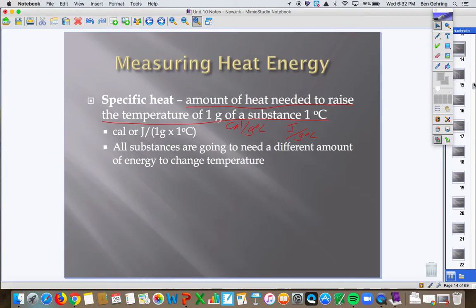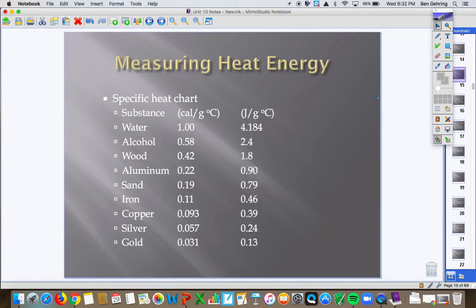So let's talk a little bit more about this. Here's a chart. You will notice the specific heats of different substances. At the top, we have this substance that we use a lot. It's called water. Water has an extremely high specific heat, meaning it takes a lot of energy to raise the temperature of water. This is why it takes lakes a long time to warm up. This is why oceans stay at relatively the same temperature. This is why islands have fairly mild climates, because they're surrounded by water that has an extremely high specific heat.